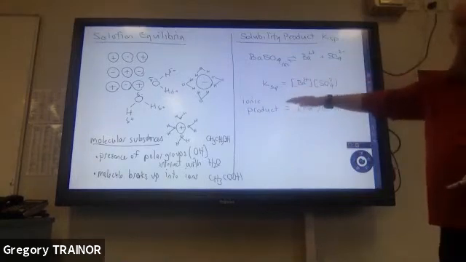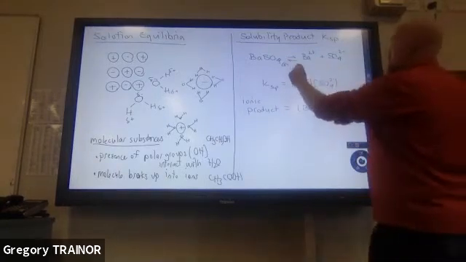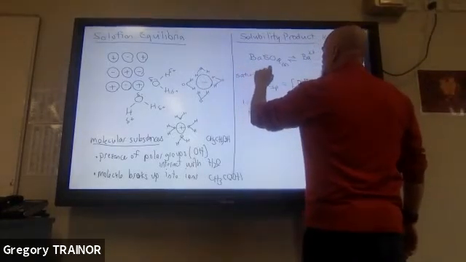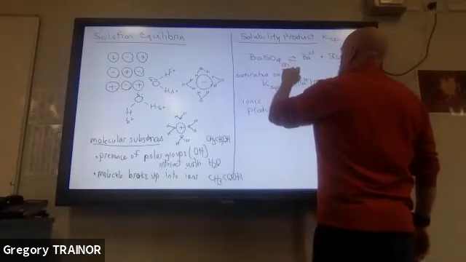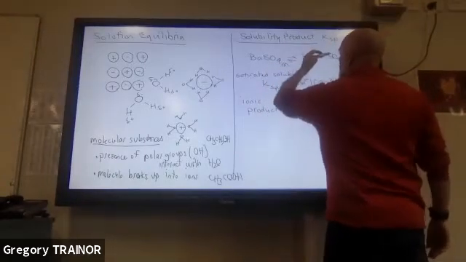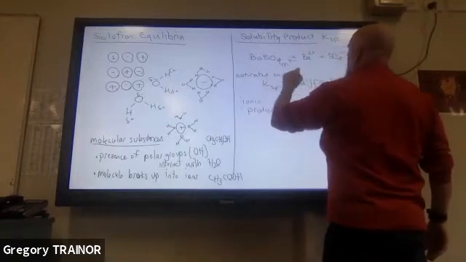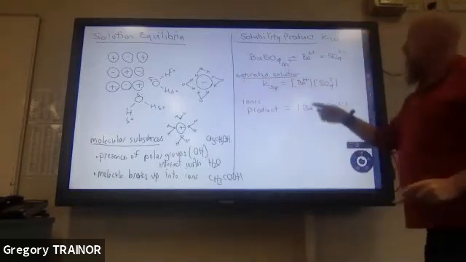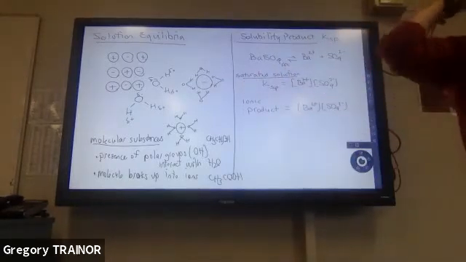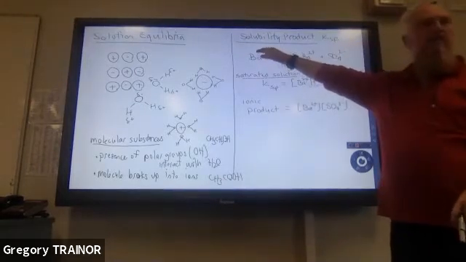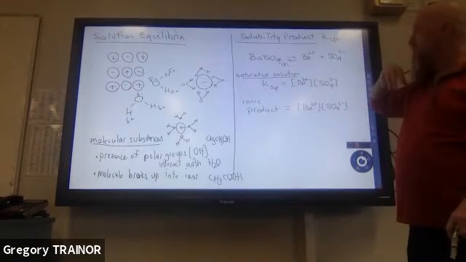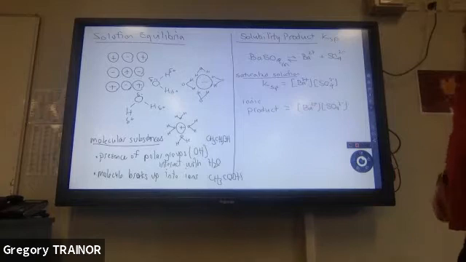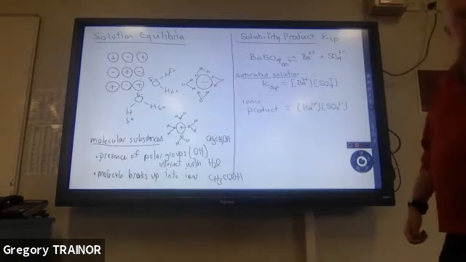What's the difference between these two? So this is for a saturated solution. In other words, we've allowed the system to come to equilibrium, so as much of the barium sulfate has dissolved as is possible. All right? So how do we know if a solution is concentrated or is saturated or not?